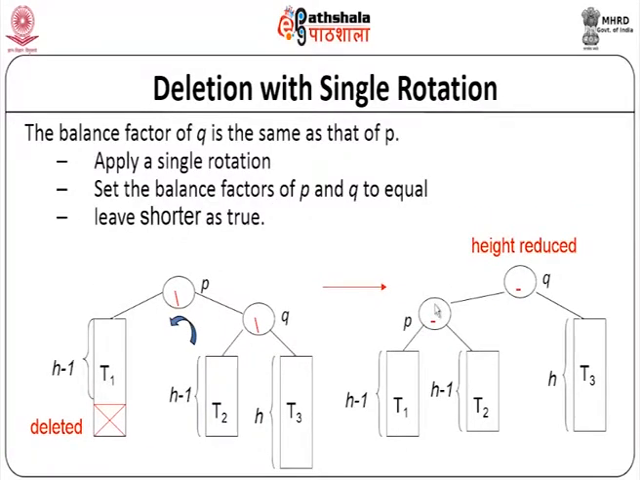The balance factor of Q is the same as that of P. Apply a single rotation and set the balance factor of P and Q to equal and leave shorter as true. So, here the height has reduced. So, there are different places at which you can apply these methods.